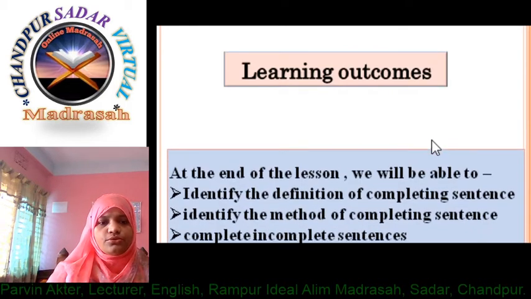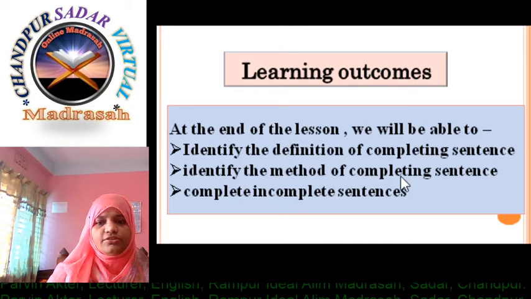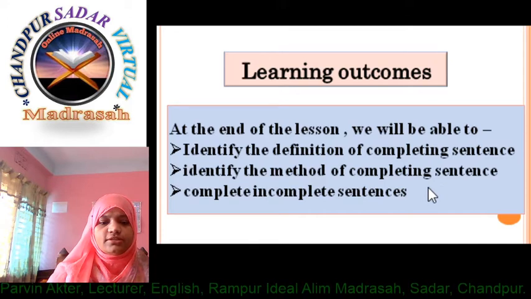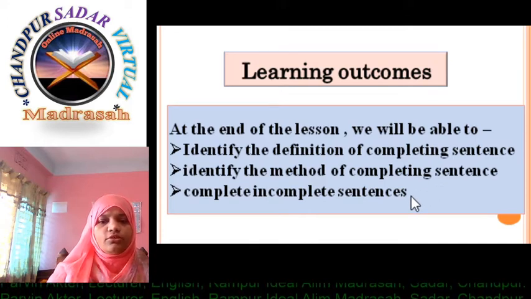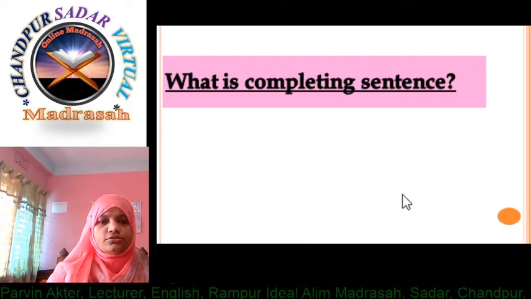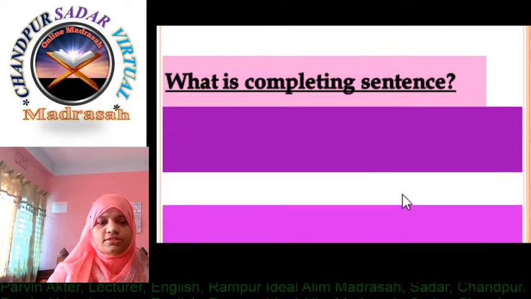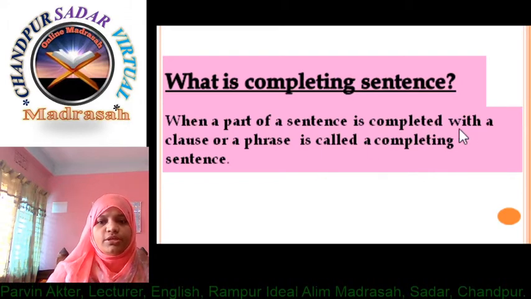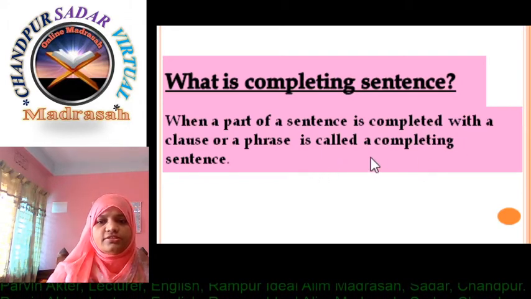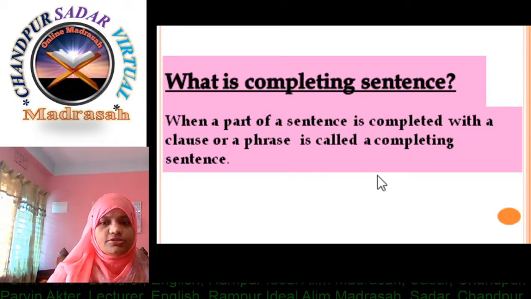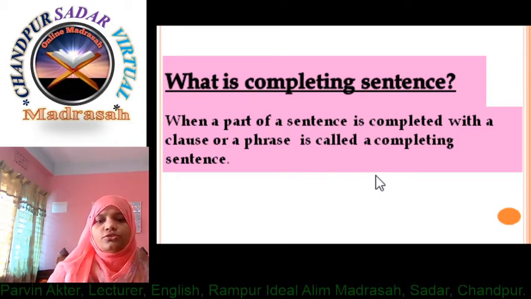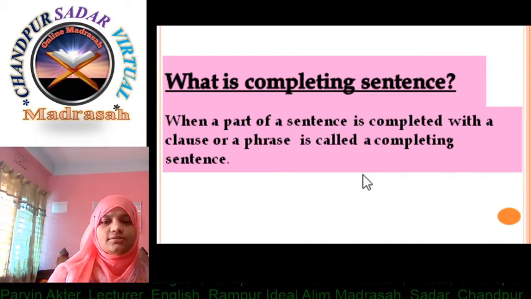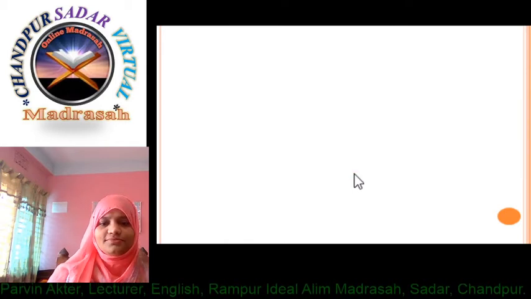Learning outcome. What will we be able to do after this lesson? Identify the definition of completing sentence, identify the method of completing sentence, and complete incomplete sentences. So let's know at first what a completing sentence is. When a part of a sentence is completed with a clause or a phrase, it is called a completing sentence. Clear, my students? I have already shown you when a part remains incomplete and we have to complete it. This is called completing sentence.